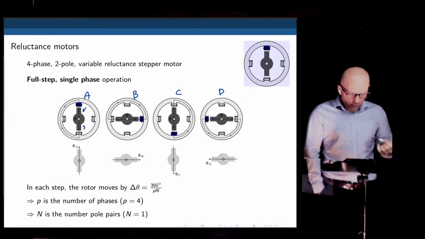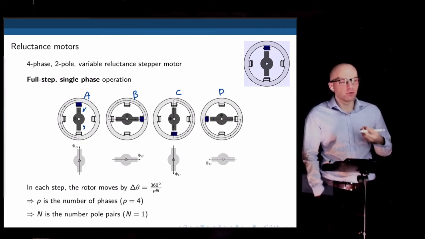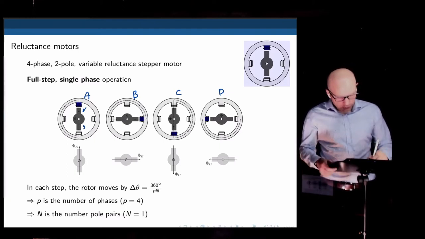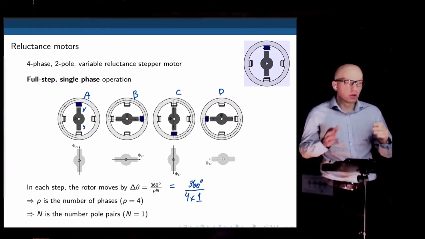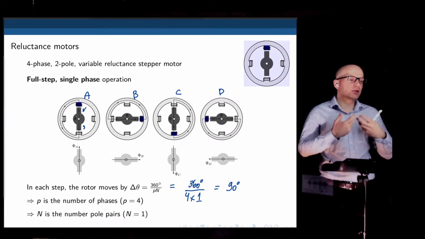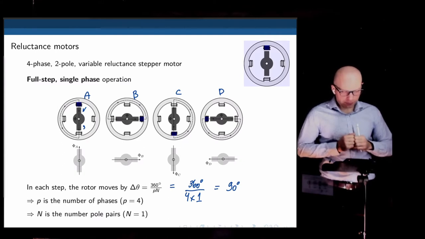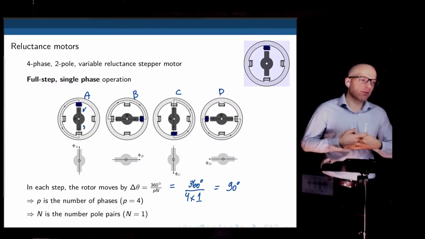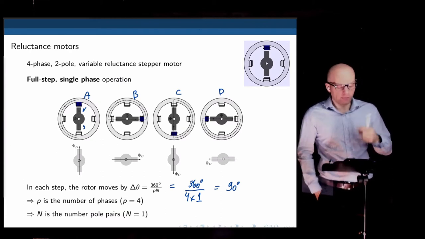We can create a formula for that. One rotation is 360 degrees. If you divide this by the number of phases and by the number of pole pairs, we can calculate the accuracy, or the step size, of this motor. So for this particular example, we have 360 divided by the number of phases, that is four, and the number of pole pairs is one. We have two poles, one pair, and this gives an accuracy of 90 degrees. So for each step, the motor moves by 90 degrees. This is a single phase operation, what you call full step. Full step means that one phase is activated at a time, and you take the largest possible step every time.